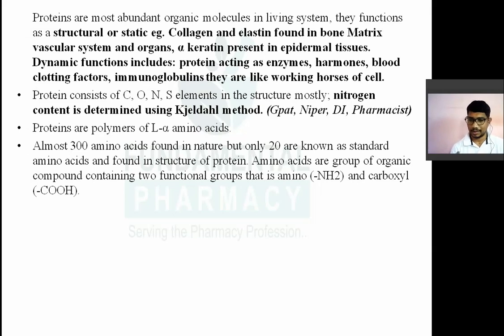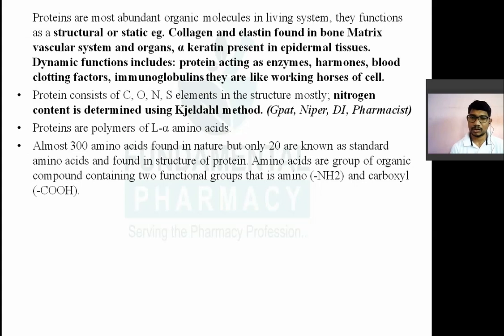Because they are mostly present in the structure of protein. जो प्रोटीन का स्ट्रक्चर है, वैसे तो नेचर में आपको 300 अमीनो एसिड मिलता है, लेकिन उसमें से 20 अमीनो एसिड ही आपके स्टैंडर्ड अमीनो एसिड हैं। क्यों? Because they are most abundantly found in the protein structure. प्रोटीन में वही 20 अमीनो एसिड आपको मिल जाएगा. That's why 20 amino acids are known as standard amino acids.